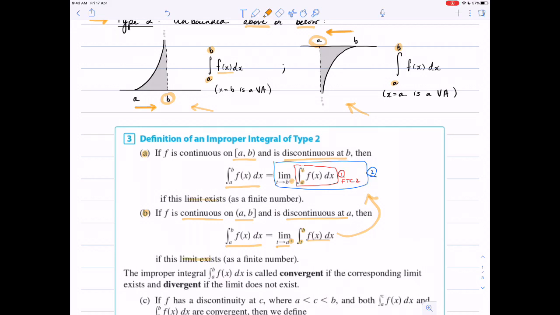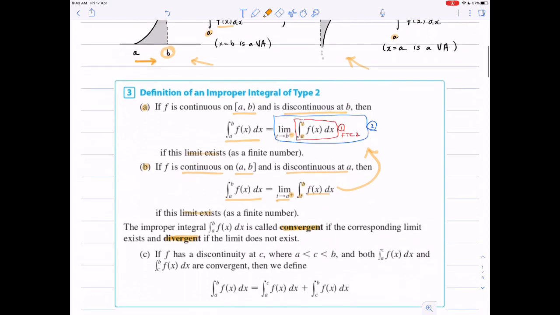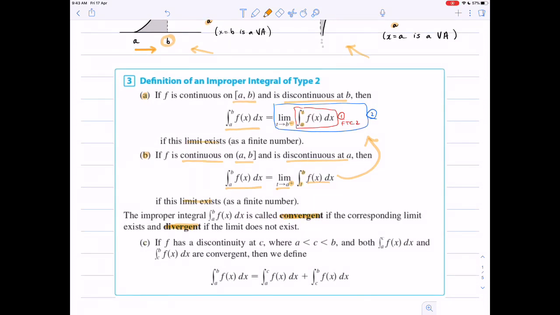And so if the limit exists, these integrals are called convergent, just like they were for type 1. And if the limit does not exist, those integrals are called divergent. And just like in type 1, there is a third possibility for type 2 integrals, and that third possibility is the discontinuity C is somewhere in between the bounds A to B.